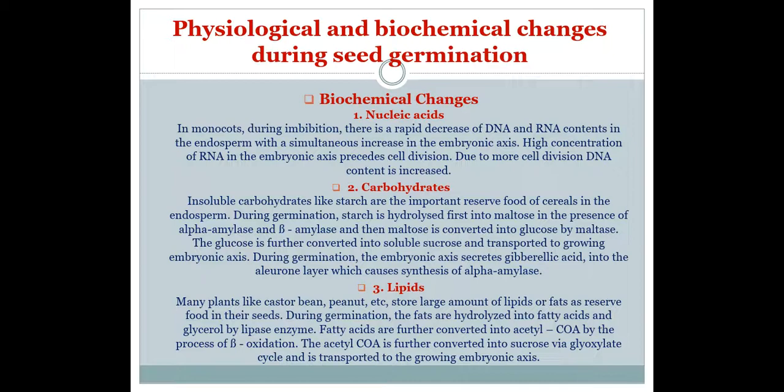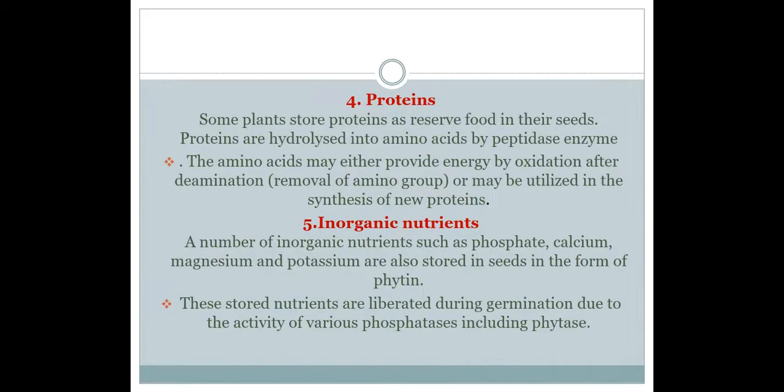Third is lipid. Many plants like castor bean and peanuts store large amounts of lipids or fats as reserve food in their seed. During germination, these fats are hydrolyzed into fatty acids. Fatty acids can be further converted into acetyl-CoA by the process of beta oxidation, and this is further converted through the glyoxylate cycle and transported to the growing embryonic axis.